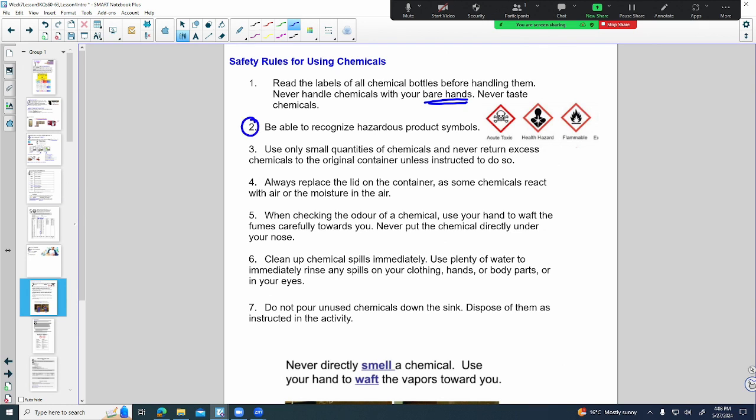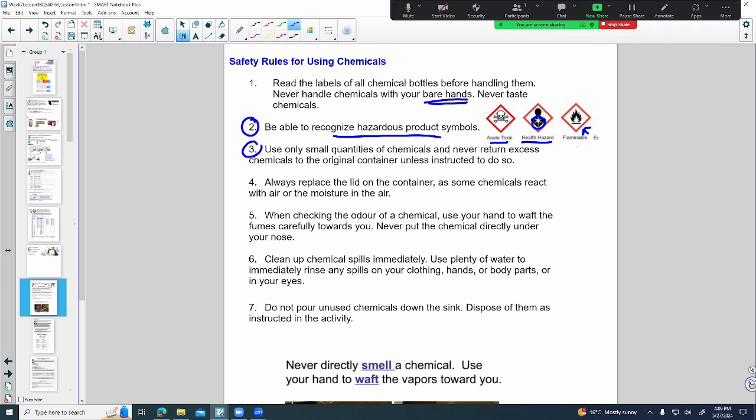You should be able to recognize hazardous product symbols. So for example, the skull and the crossbones, that means acute toxic. This one, health hazard, shows you a picture of the head and the chest, and then there's what looks like a star next to the chest part there, and then flammable shows a picture of flames. So make sure that you are able to recognize hazardous product symbols.